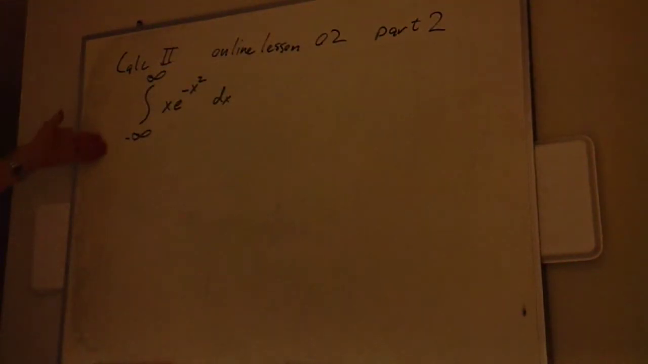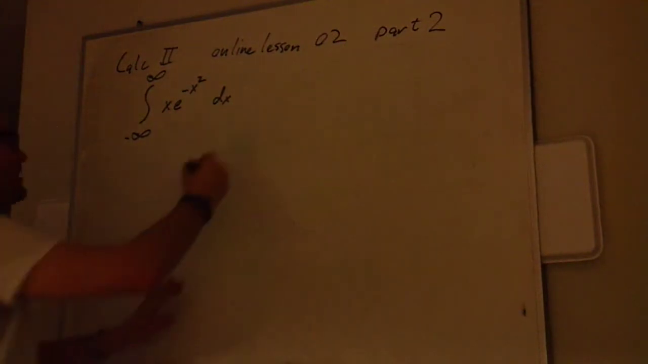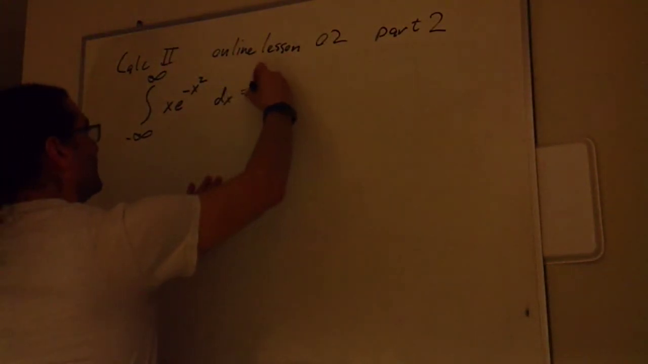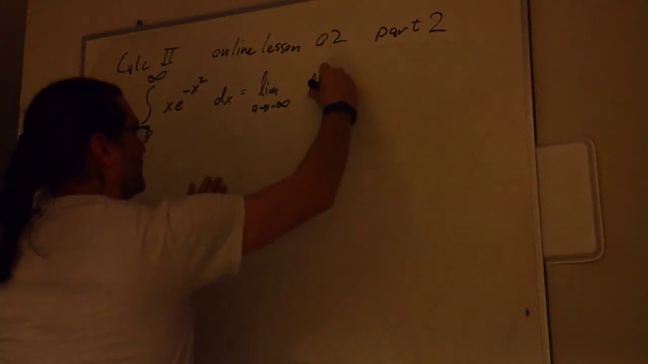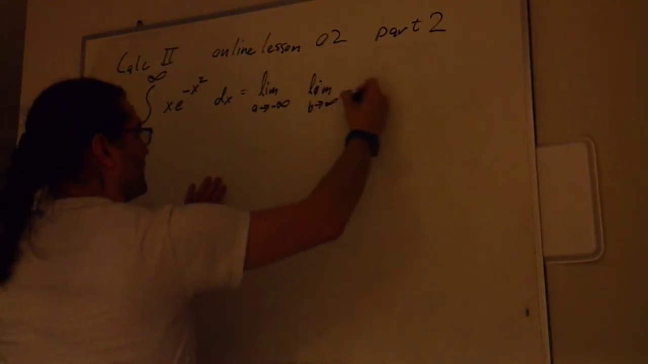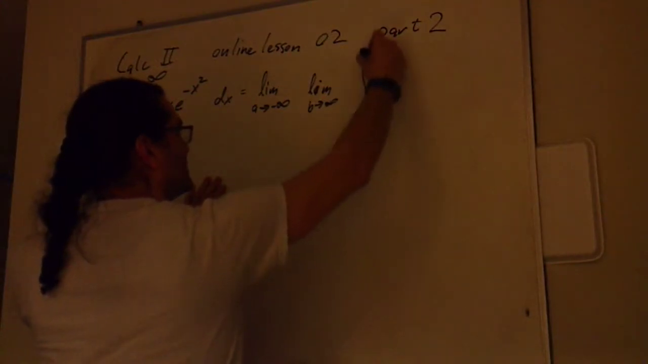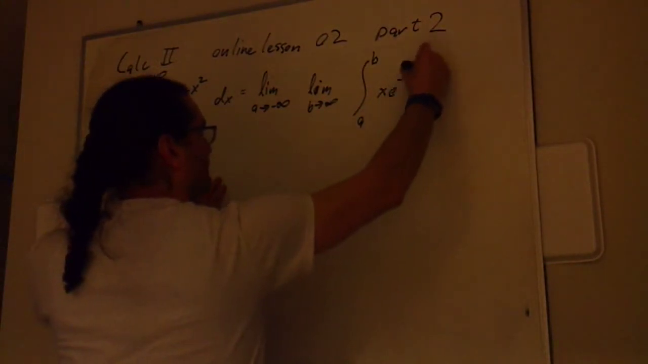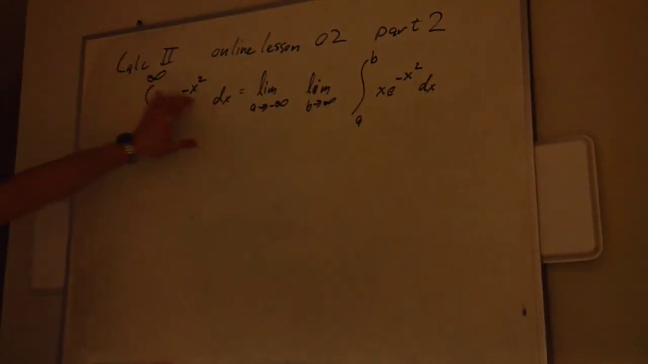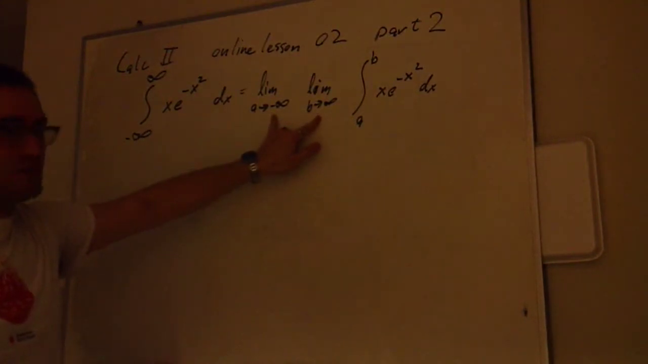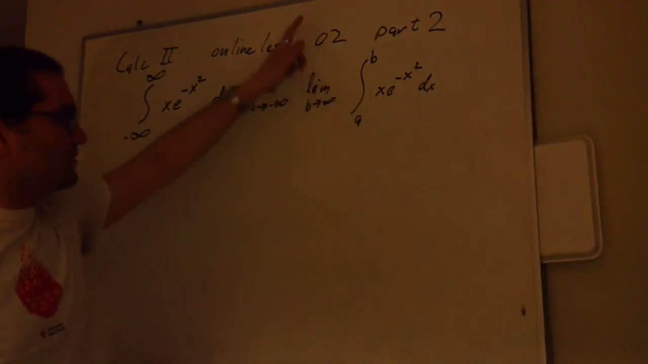First order of business, this integral is improper. Negative infinity is not an acceptable bound. Infinity is not an acceptable bound. We need to switch out both of these. So I'm going to call this the limit as a goes to negative infinity, and the limit as b goes to positive infinity of the integral from a to b of x e to the negative x squared dx. So this is me doing my silly notational tricks to make sure that the bounds are acceptable.